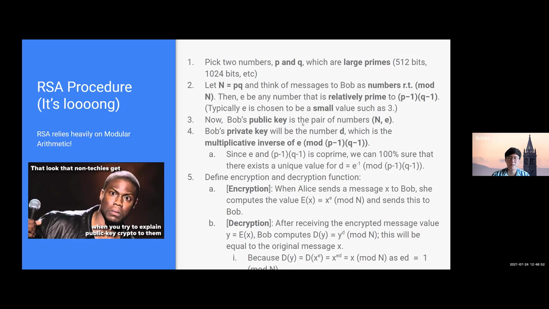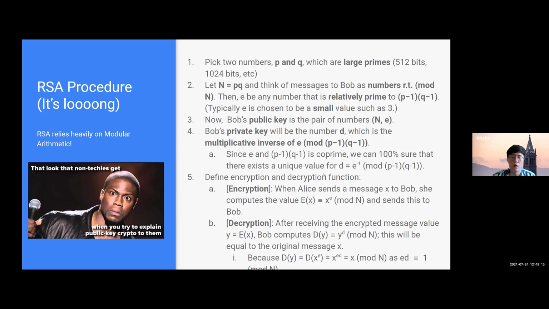So we set the public key as a pair of numbers, N equals PQ and the E we chose. And then we set the private key to be the number D, the multiplicative inverse of E mod (P minus 1)(Q minus 1). It's certain that this inverse exists because E and this number are co-prime. So we are sure that there exists a unique inverse called D.